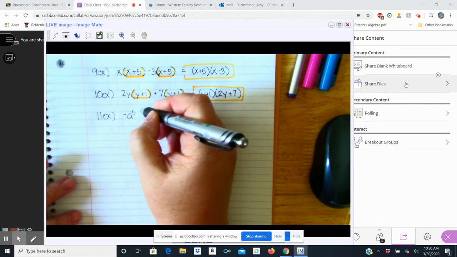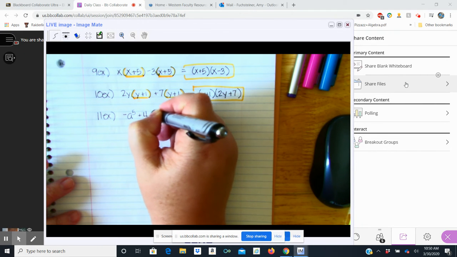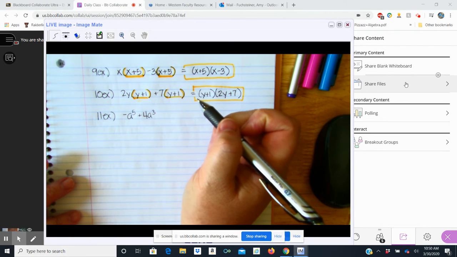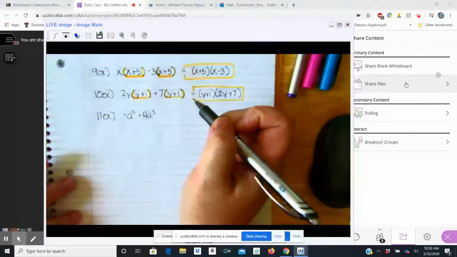Negative a to the 5th plus 4a cubed. Yeah, that's all chapter 6 is. It's totally factoring.